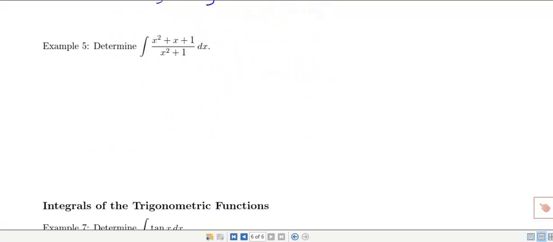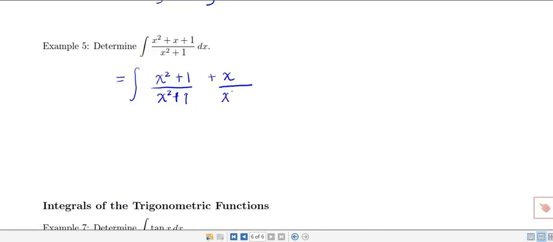Example number 5. Then we notice the derivative of the numerator and the derivative of the denominator do not give each other. So we will not be able to use u-sub, and instead we will have to do long division or separate the fraction. So we combine x squared plus 1 plus x. And the reason we group x squared plus 1 together is because it looks exactly like the denominator.